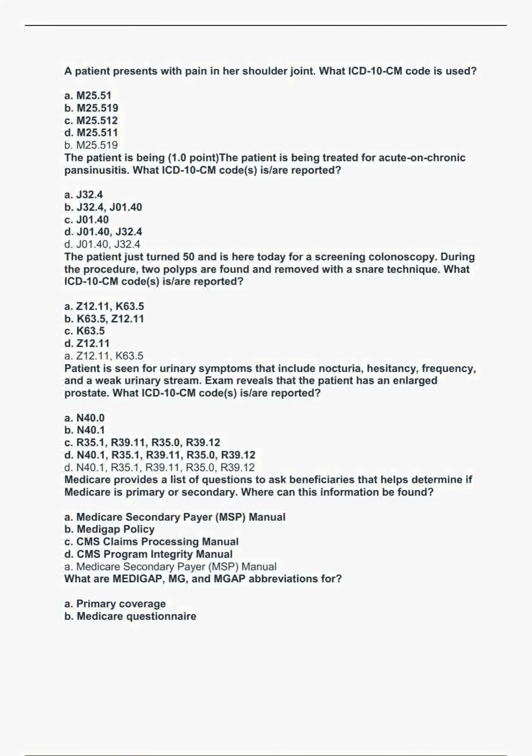Medicare provides a list of questions to ask beneficiaries that helps determine if Medicare is primary or secondary. Where can this information be found? A. Medicare Secondary Payer, MSP, Manual. B. Medigap Policy. C. CMS Claims Processing Manual. D. CMS Program Integrity Manual. Answer: A. Medicare Secondary Payer, MSP, Manual.